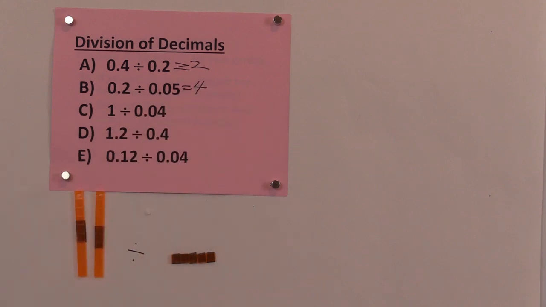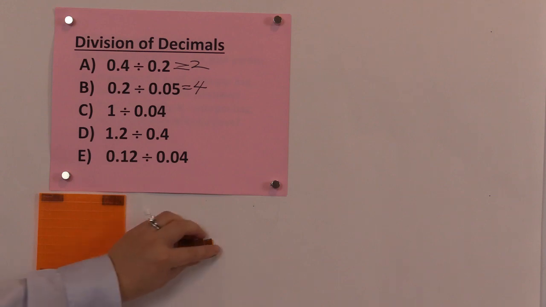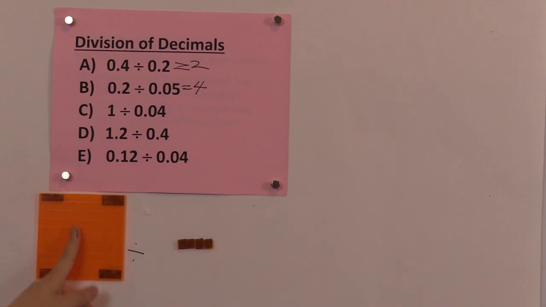Okay, what about the C? There's 1, divided by 4 hundredths. So I want to know how many groups of 4 hundredths can fit into 1 in here. Do you think that my answer is going to be bigger than 1? Yes, it's going to be bigger than 1. Do you think it's bigger than 10? Yes, because this one can fit at least 10 times here.